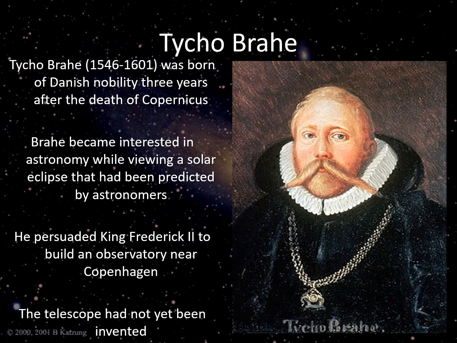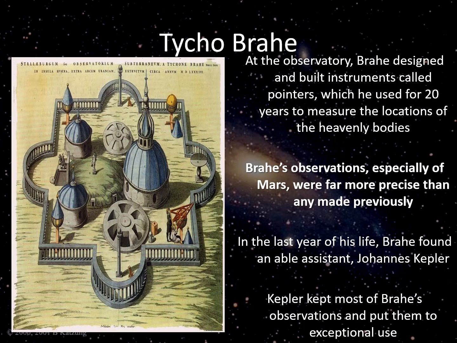And that's where Tycho Brahe comes in. Tycho Brahe was born of Danish nobility 3 years after the death of Nicholas Copernicus, and he became incredibly interested while watching a solar eclipse that had been predicted by astronomers. And the telescope had not actually been invented at this time, so all of Tycho Brahe's incredibly precise measurements were all made from his eye.